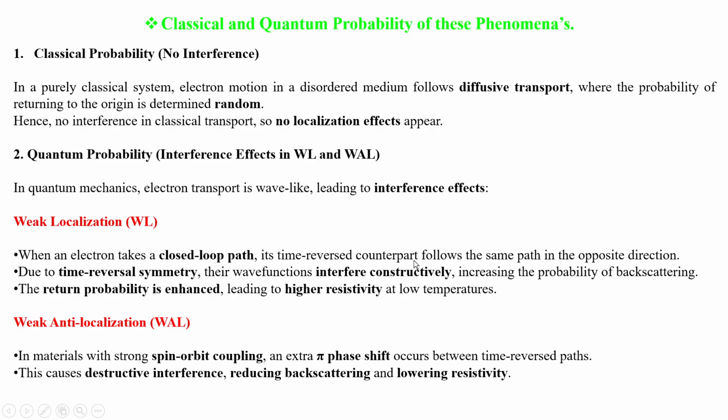With the increment of the field the resistivity decreases, and this is the negative magnetoresistance effect. But in the case of weak anti-localization signatures, materials with very robust spin-orbit coupling maintain a pi phase shift between the electrons in time-reversed loops, giving destructive interference. They reduce the backscattering, lower the resistivity, and give very high conductivity at zero magnetic field.